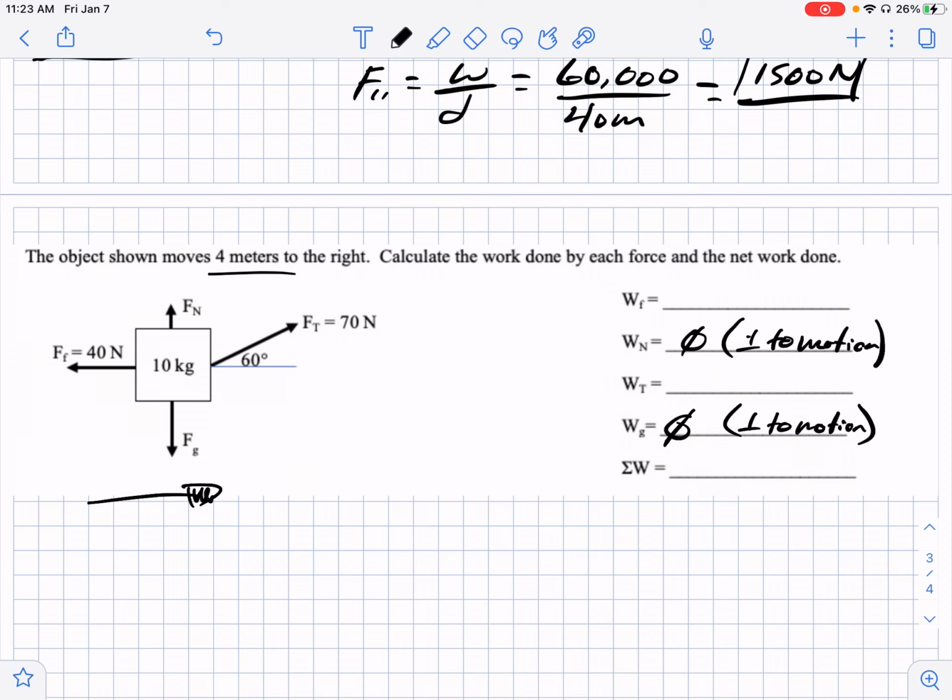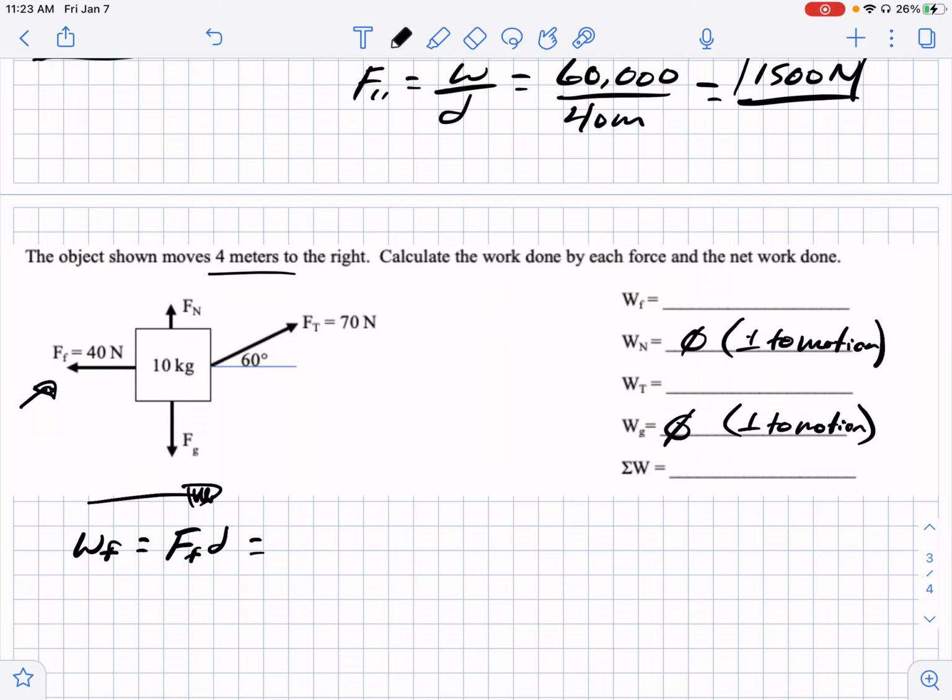Now we can look at the other forces. Let's start with the friction, okay? Because the friction is only in the x direction, the entire friction force is going to do work on this object. So for your friction, work caused by friction, it's going to be the force of friction times the distance.